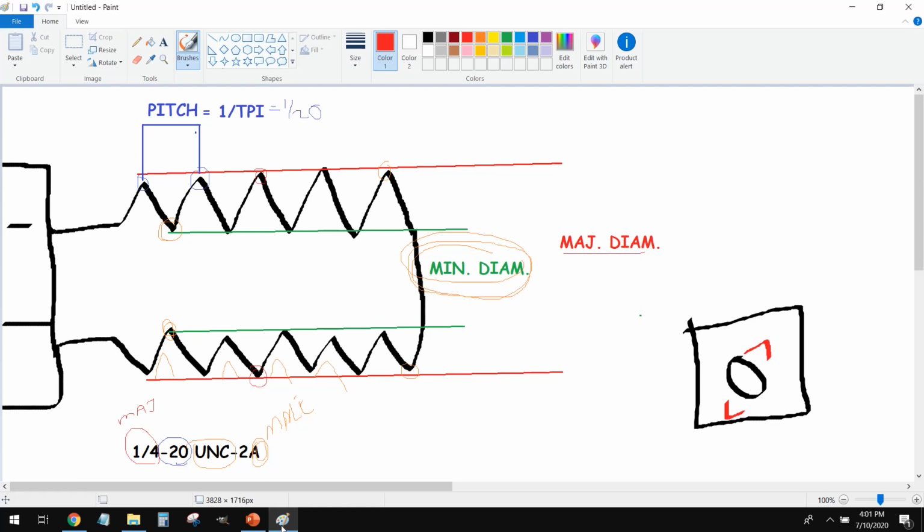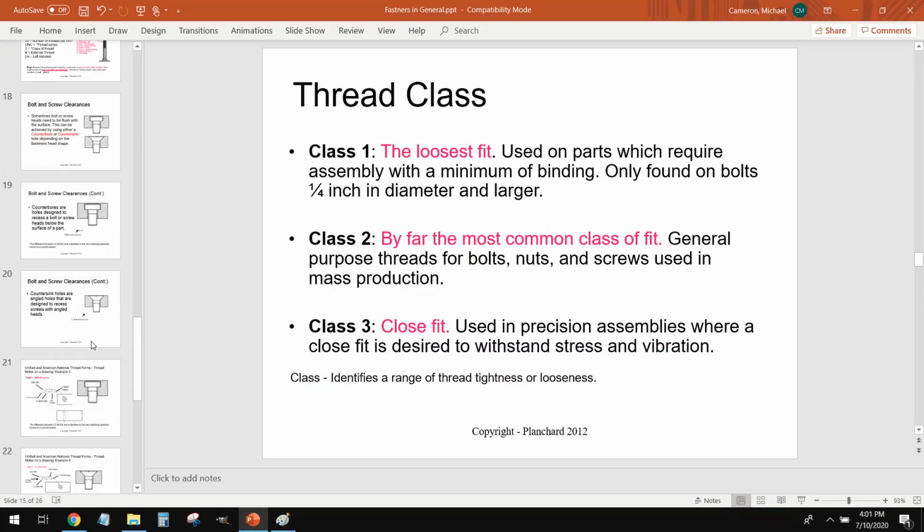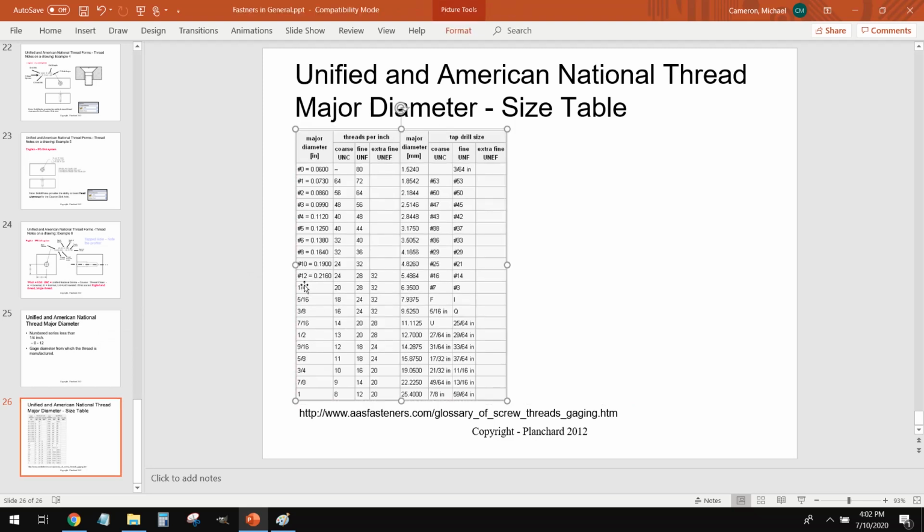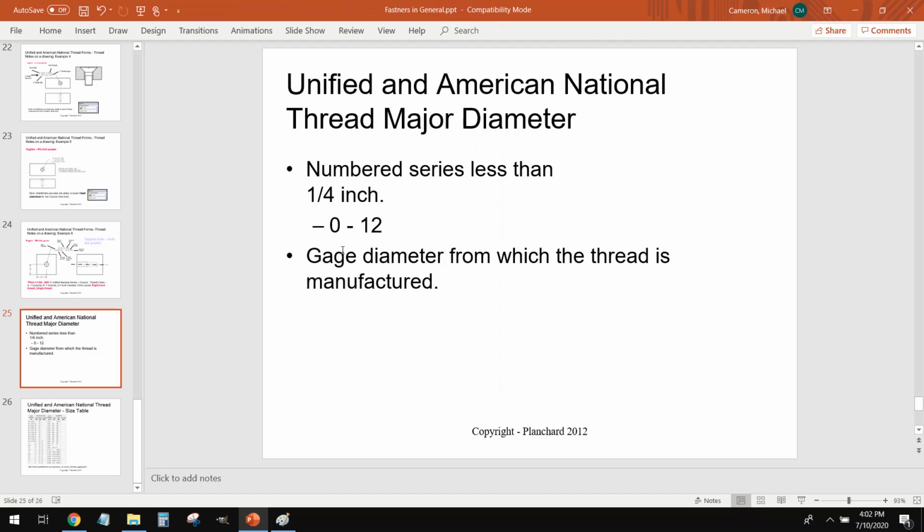Now you can look this information up on a tap chart. A tap chart will look something kind of like this here. It will list your thread type, so 1/4-20. It will list your major diameter and your drill size or your minor diameter. Now, when you look at a tap chart, one thing you'll notice is that for anything below a 1/4 inch, so all these sizes here, we don't list them as fractions like we do normally. We list them in terms of gauge number.